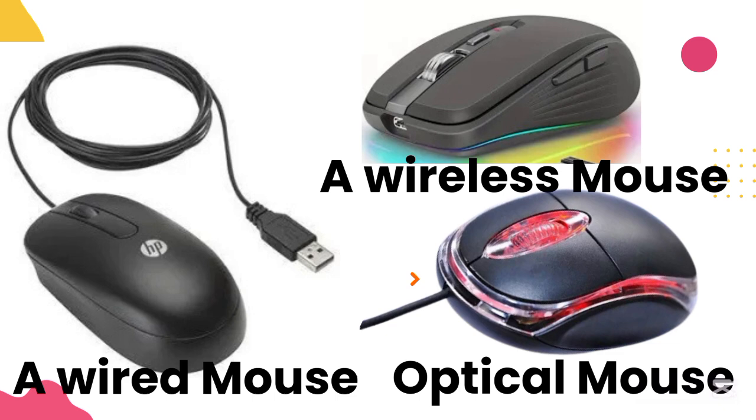Then we also have the optical mouse. The optical mouse uses light to track movement, while the older mechanical mouse uses a ball.